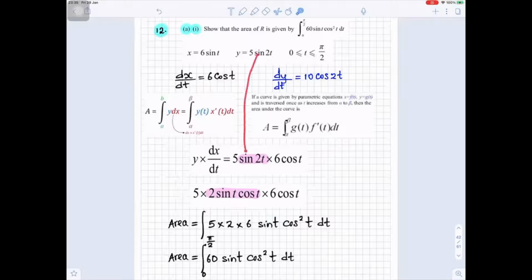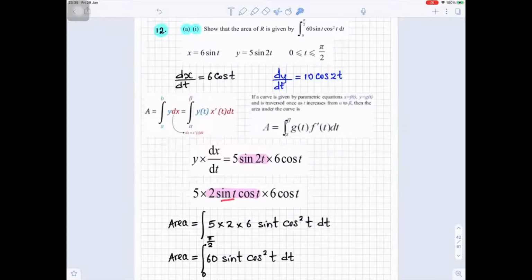Y is 5 sine 2t. Dx over dt is 6 cos t. When you multiply that, 5 times sine 2t, you can write it as 2 sine t cos t, using the double angle formula. So 5 times 2 times 6. 5 times 2 is 10. 10 times 6 is 60. That's how we got the 60.